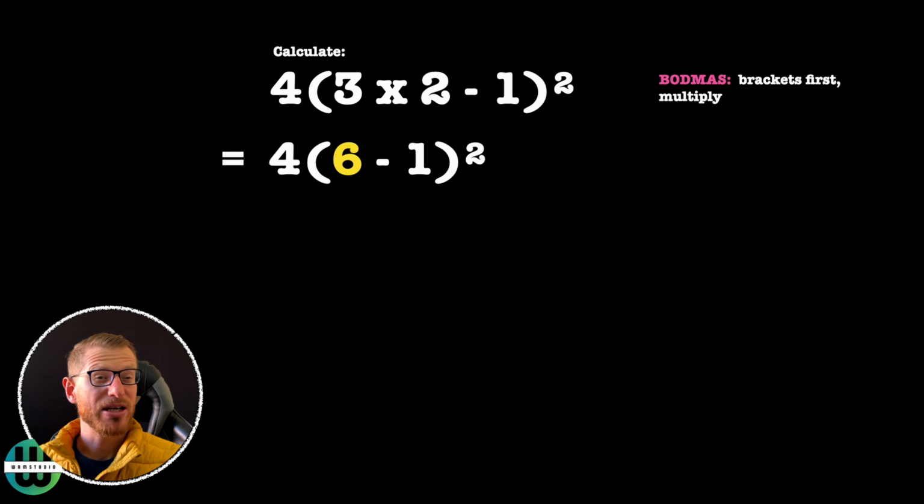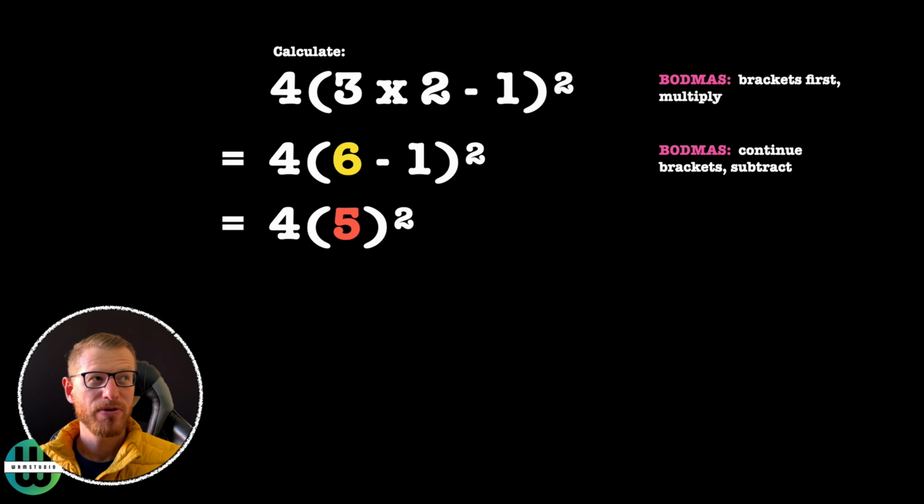Now I'm not done with inside of the brackets yet, so I'm going to use BODMAS and continue with the brackets by subtracting. 6 minus 1 will be 5. So now I've got 4 bracket 5 to the power of 2. Now I still have that to the power of 2.